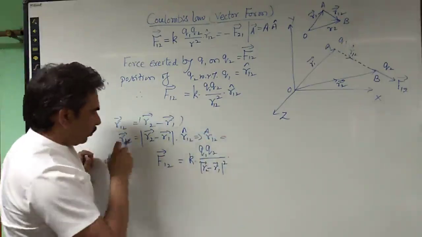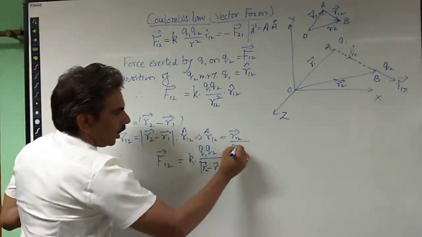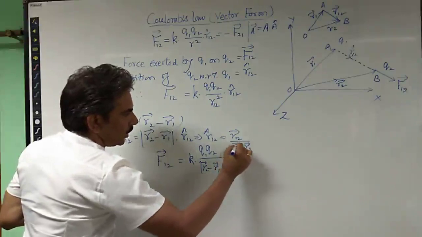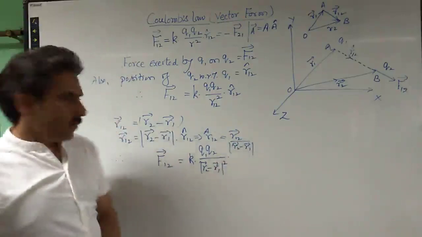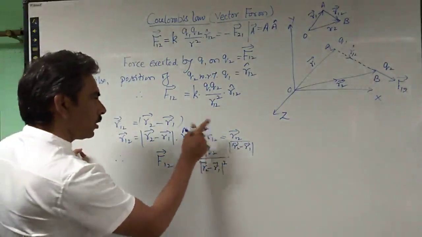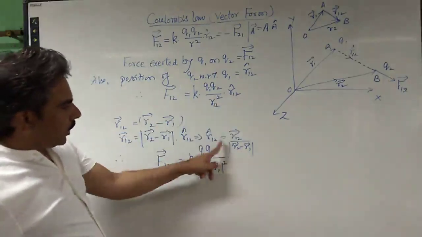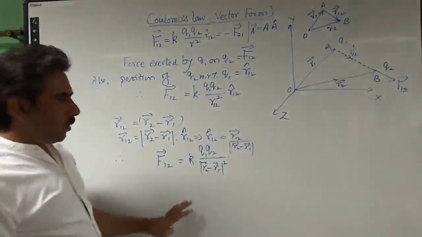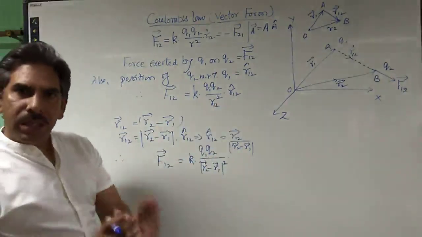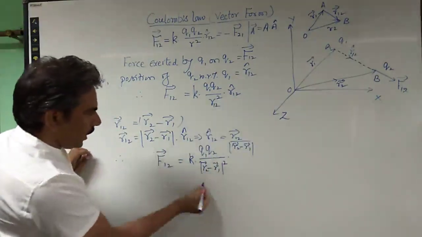From here the unit vector R12 cap becomes equal to R12 vector divided by the magnitude of R2 minus R1 vectors. From this expression I am just taking it. So this is R cap, and this value is written as this. It is not difficult to understand. We are writing it only according to the triangle law of vector addition. So the value of this and this we can write here.